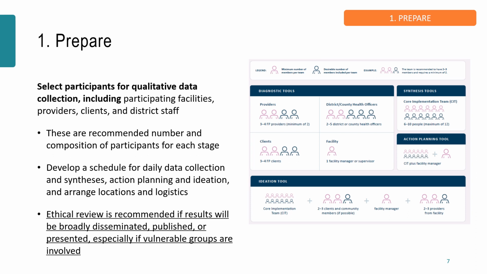Once the facilities have been selected, the CIT selects specific providers, clients associated with the facility or the catchment area. Now here we have this is a small picture, but in the training you can blow this up, and we have a Toolkit manual that has larger pictures of these too. These are recommended numbers and composition of participants for each stage. So for example, for the diagnostic tools, you'll see that 3 to 4 providers are suggested, a minimum of 2, 2 to 5 district health officers, 3 to 4 clients, and a facility manager or supervisor.